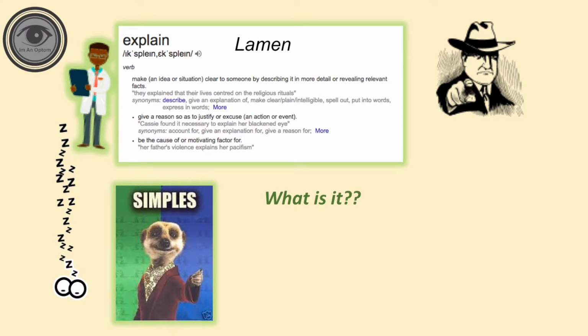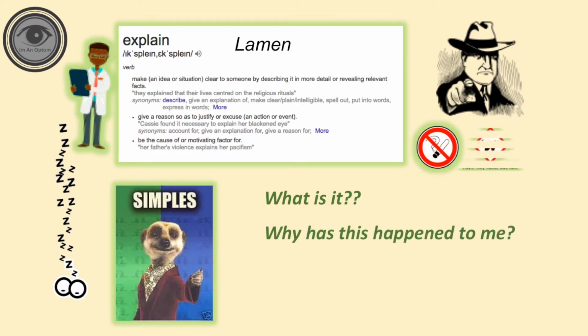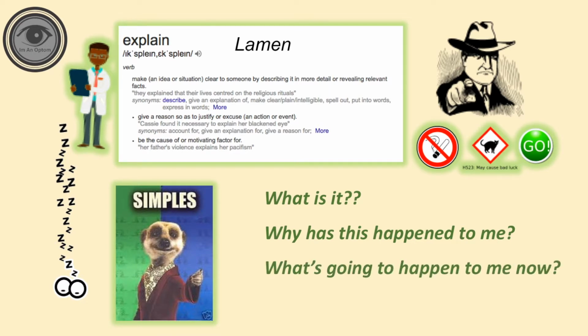You'd also want to know, why has this happened to me? So you tell them about the risk factors, how it starts, about the etiology of it. They'd want to know what's going to happen to me now. So you tell them about the disease course. You need to know about the disease course and the prognosis of that disease.